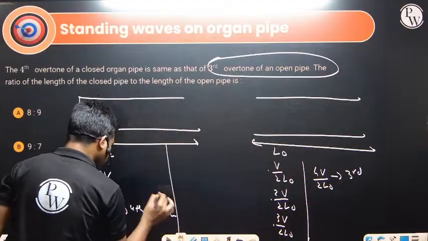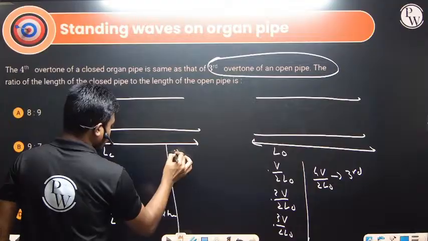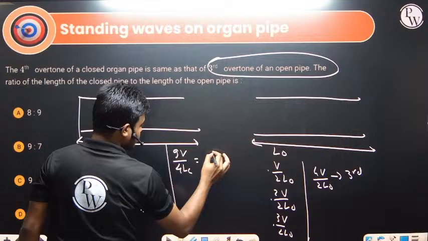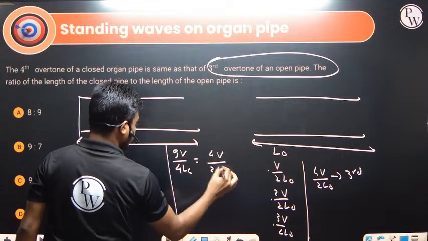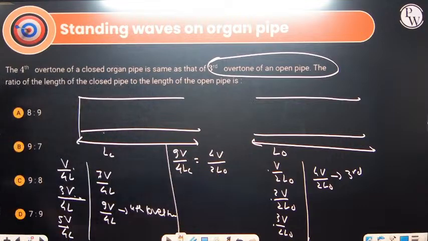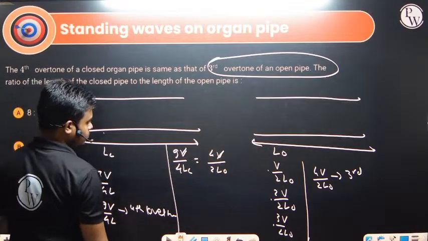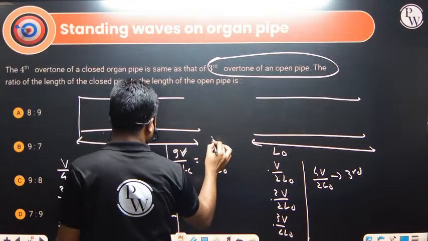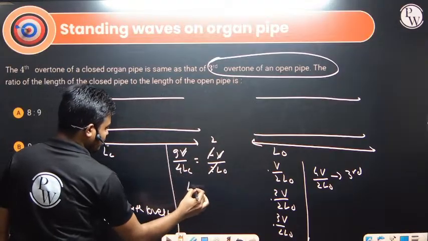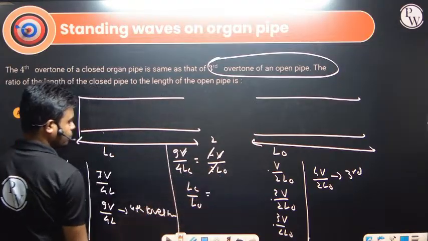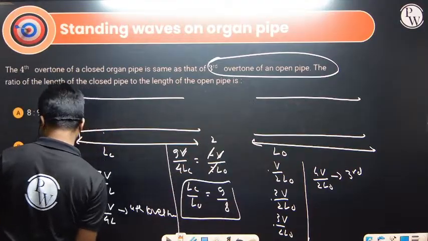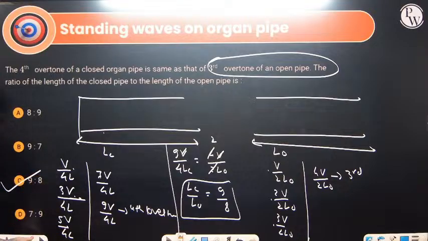Now let's equate this. This is the fourth overtone: we get 9V by 4LC equals the third overtone of the open pipe, that is 4V by 2L0. What they're asking is the ratio, so V and V get cancelled. Then this 2 and this 2, so LC by L0 will be, with the 2 coming this side, 9 by 8. LC by L0 is 9 by 8.